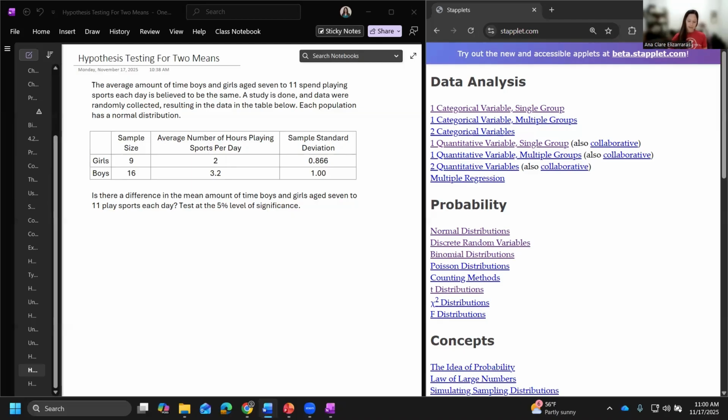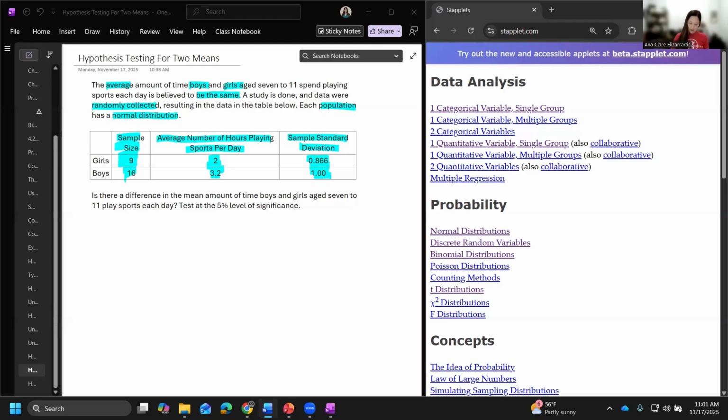So this question says the average amount of time boys and girls, so average right there, and boys and girls, that's two different groups, age 7 to 11, spend playing sports each day is believed to be the same. A study is done and data were randomly collected, resulting in the data in the table below. Each population has a normal distribution. Well, that's nice. We have our sample size. We have our average number of hours played during sports. We have our sample standard deviation.